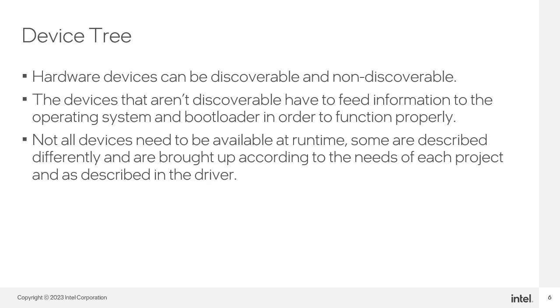Hardware devices can be discoverable and undiscoverable. These mechanisms help the operating system easily identify the type of device being connected, and not necessarily know ahead what hardware is present during runtime. The devices that are undiscoverable have to feed information to the operating system and bootloader in order to function properly. Not all devices need to be available at runtime. It really depends on the needs for your project, and some are described differently and are brought up according to the needs.